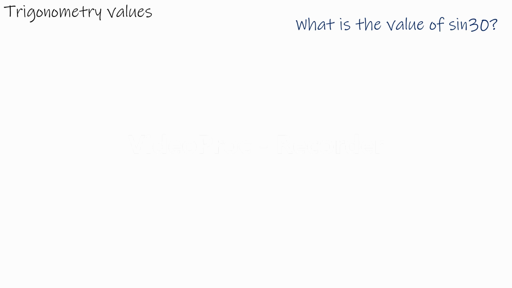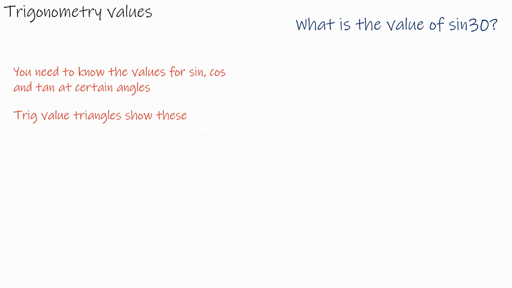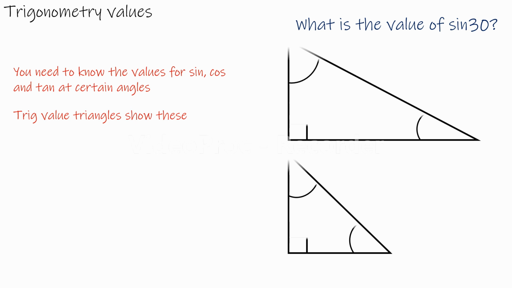Questions at GCSE may not explicitly ask for values of certain sine, cos or tan angles, however you will need them in larger questions. So, as I say, we need to know the values for sine, cos and tan at certain angles. We can do this by looking at our trig value triangles, which are these triangles here. You do need to remember these triangles, specifically the numbers and where those numbers are placed. You'll see why in a sec.